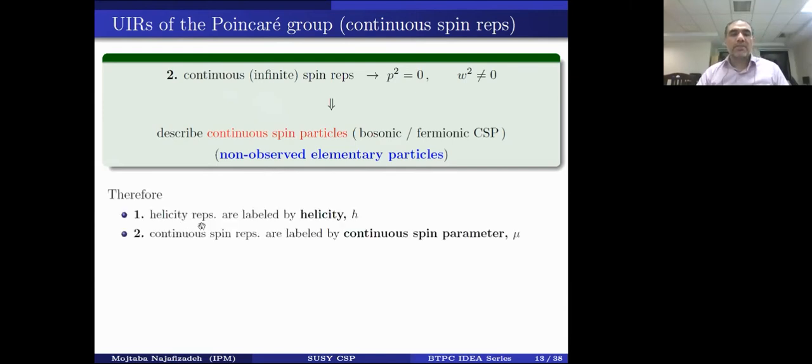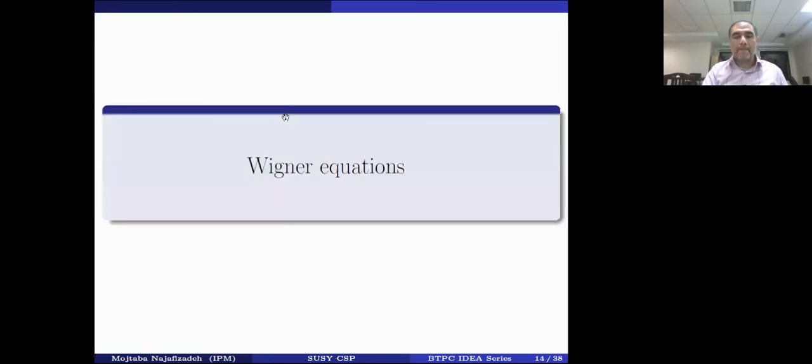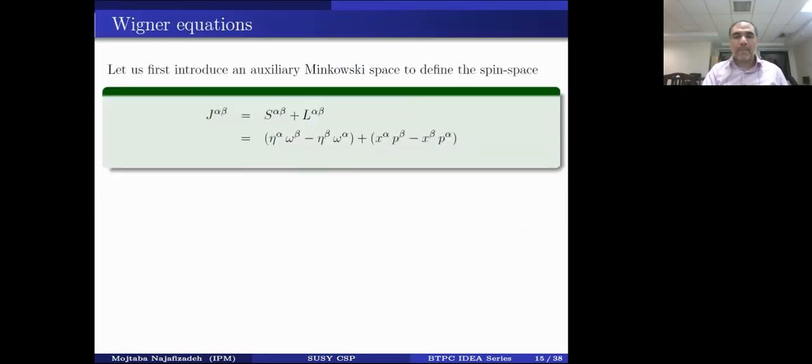Therefore, helicity representations and continuous spin representations are labeled by helicity and continuous spin parameter mu. In 1947, Wigner presented two sets of wave equations describing both bosonic and fermionic CSPs, which are known as Wigner equations. In the following, we will discuss Wigner equations, which can describe this particle.